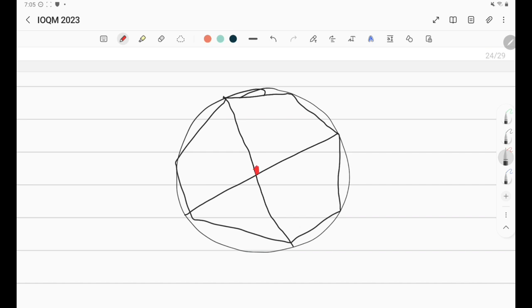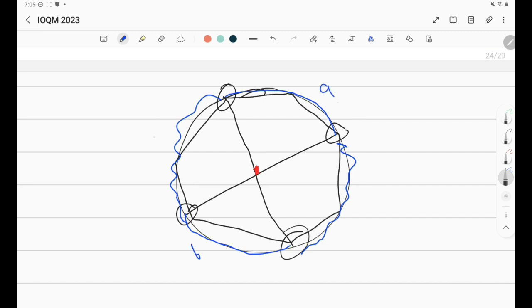Can we get any condition on n? So if you think about it, right now we consumed 4 points, and furthermore we know that because this is 90, this arc plus this arc, the measure, is equal to this plus this. So if we have A points, B points, C points, D points, then we know that A plus B is equal to C plus D.